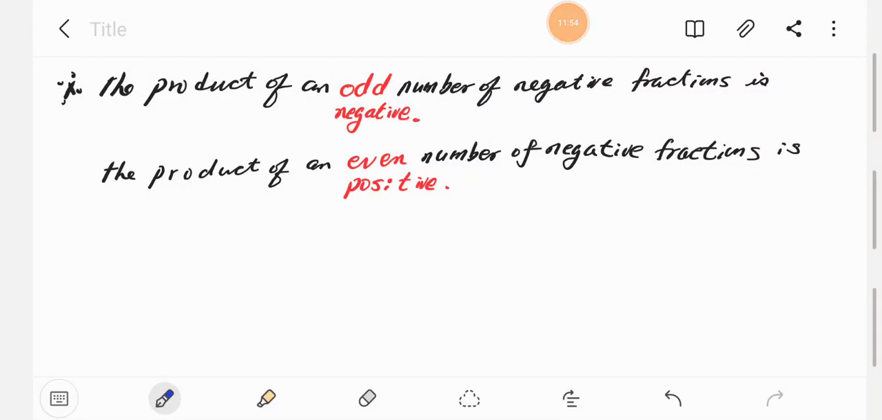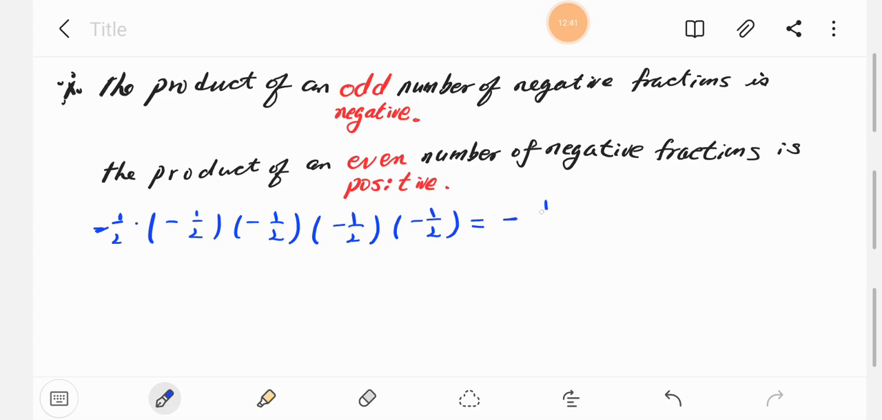So the product of an odd number of negative fractions is negative, and the product of an even number of negative fractions is positive. So why don't we multiply 1 over 2 times negative 1 over 2, and keep trying, negative 1 over 2 and negative 1 over 2, then one more, negative 1 over 2. Then what is the sign of this result? Okay, let's count the number of negative signs. 1, 2, 3, 4, 5. So there are 5 negative numbers, so the result will be negative, right?